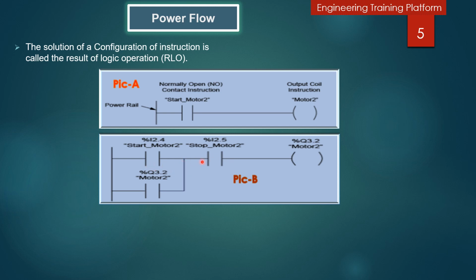These are series connections. Both should be closed to turn on the motor 2 coil instruction. When start motor 2 is closed and stop motor 2 is closed, the coil instruction will be executed. In the meanwhile, when the motor 2 coil instruction is executed, this is the latching point for motor 2. When motor 2 is operated, this contact will be closed. Even if start motor 2 becomes normally open, the power will flow from this direction.